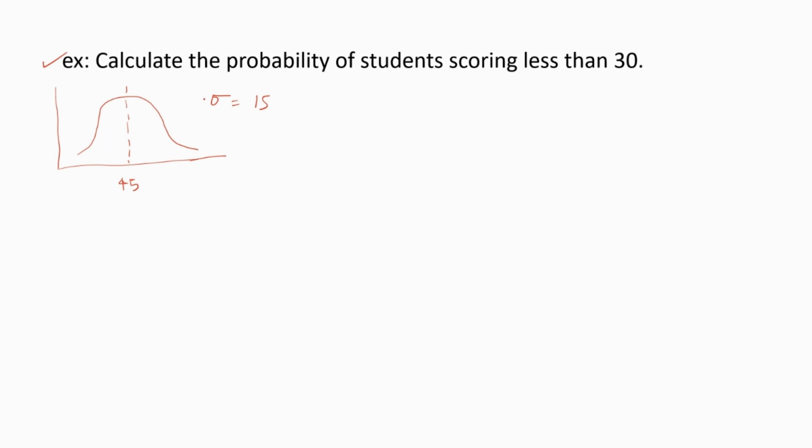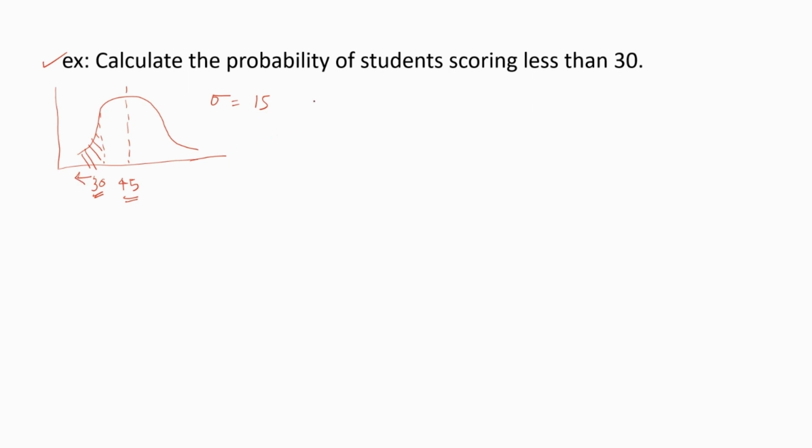And they are asking the probability of students scoring less than 30. So 30 is around here, because 30 is less than 45. It should be around here. So they are asking less than 30, which means this area. I hope this is clear. They are asking the probability of less than 30. 30 is here, so less than 30 will be the area to this side.